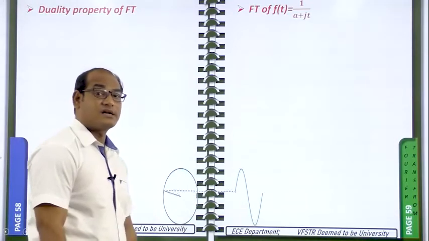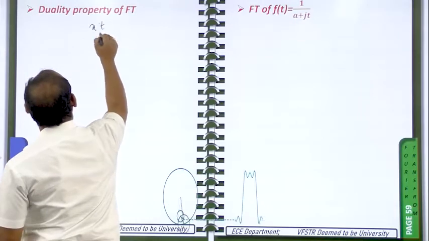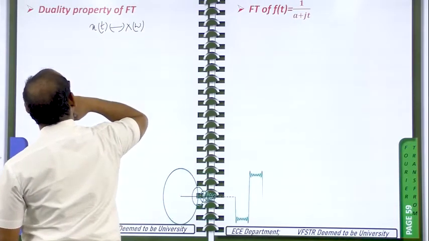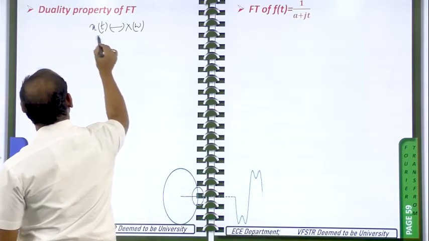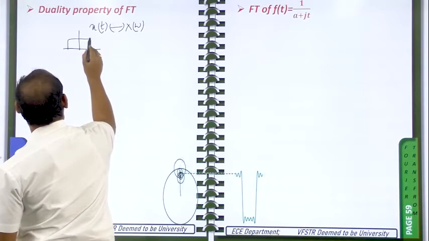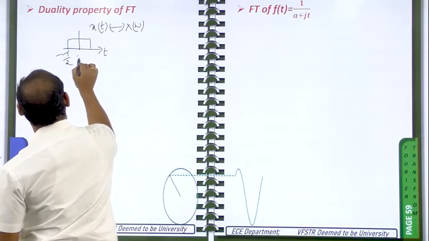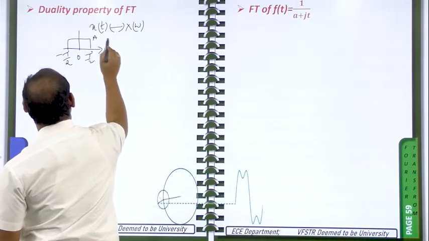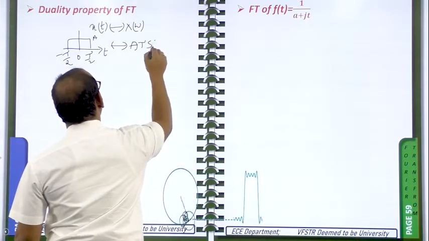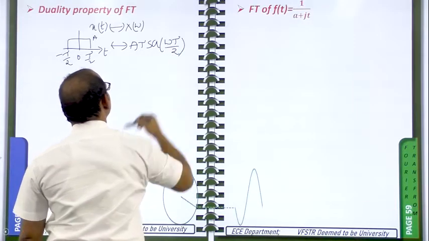Duality property of the Fourier transform is very, very important. Okay. So, x of t has the Fourier transform X of omega. What does duality property mean? Before going to see the duality property expression, here I will take one thing, that is the rectangle pulse signal we have taken. It is in the time domain. So here it is from minus tau by 2 to plus tau by 2 with amplitude A. So this has the Fourier transform A tau sampling of omega tau by 2. Like this we will write.